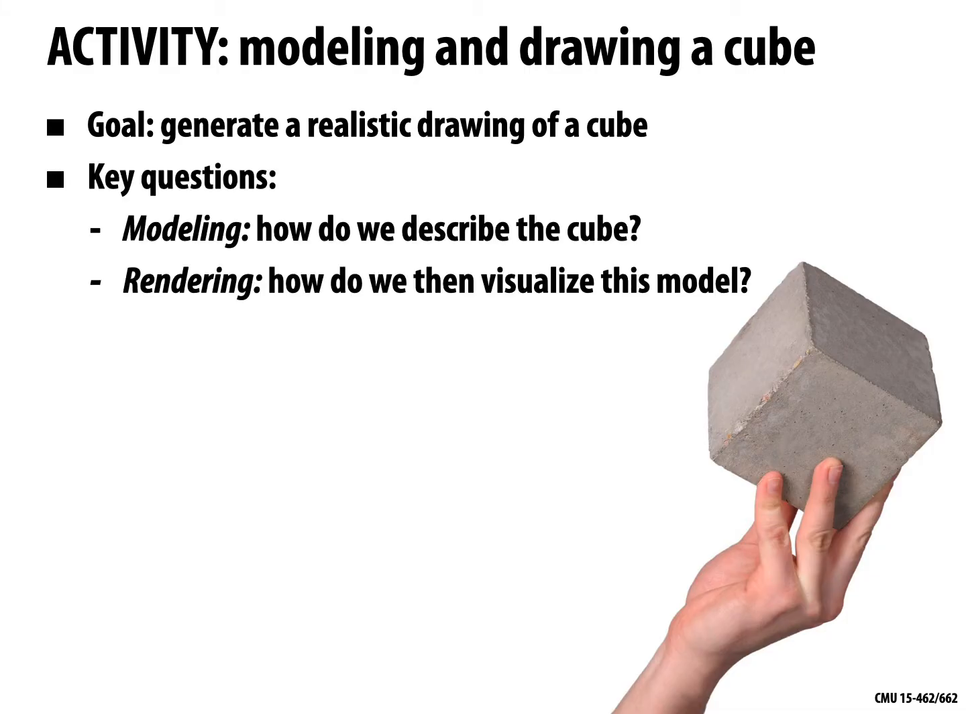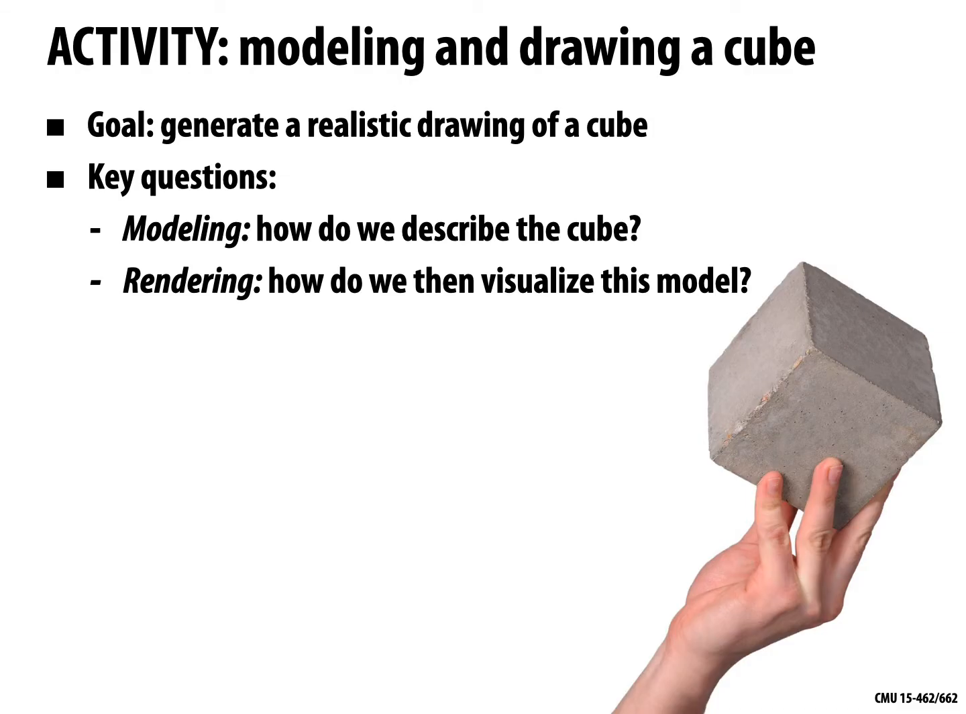So we have these two key questions we'll have to answer. One is a modeling question. How do we describe or encode the cube on the computer? And then we have a question of rendering. That word rendering will come up a lot in this class. When we say rendering, we mean something about how you take a digital description and convert it into a concrete picture.